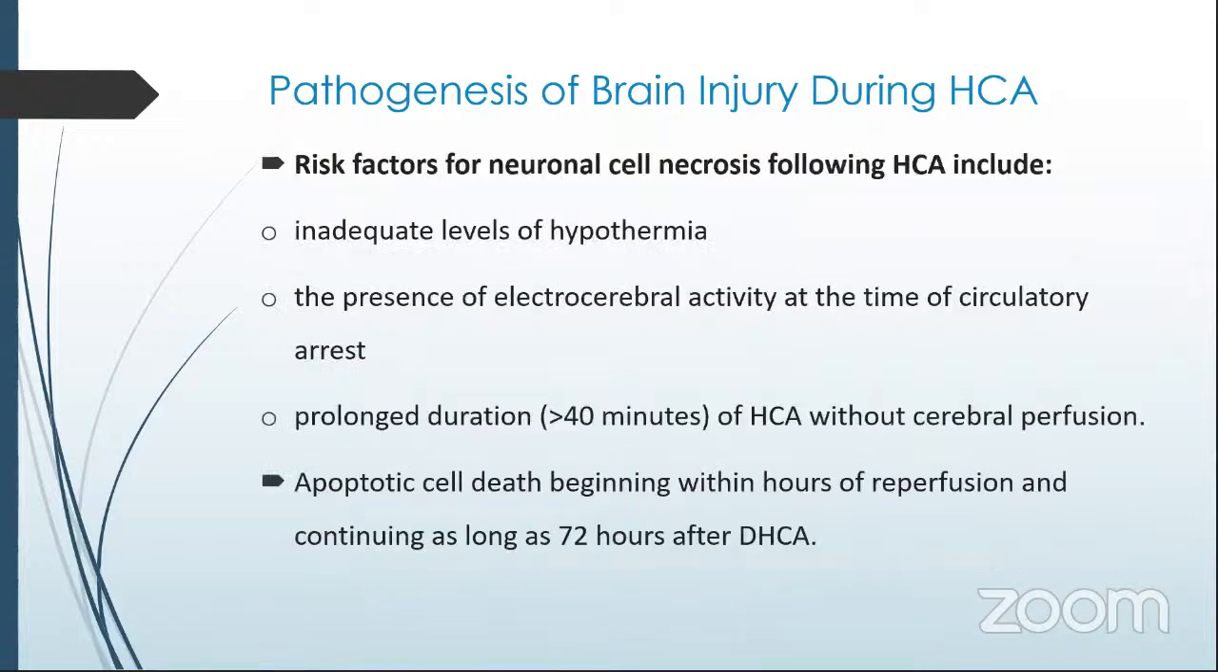So what are the risk factors for neuronal cell necrosis following hypothermic circulatory arrest? Inadequate level of hypothermia, presence of electrical activity during hypothermia, and prolonged duration of circ arrest, like more than 40 minutes without cerebral perfusion. Usually the apoptotic cell death begins within hours of reperfusion and continues as long as 72 hours after the circ arrest. If it is temporary, it will resume normal function, and if it is permanent, that means that the brain has suffered an ischemic insult.